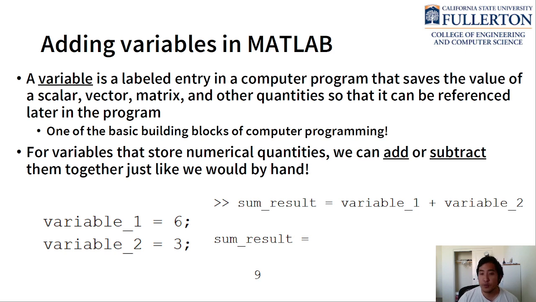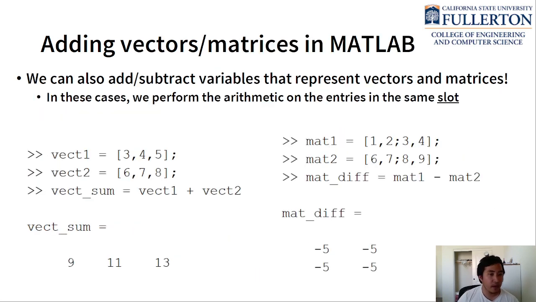And just like we do by hand, we can use code to add or subtract variables together. We can perform basic arithmetic, right? In this example, I've defined two variables, variable 1 and variable 2, and I'm adding them, and then I get their sum, which is 9. Very simple. If you have variables that represent numbers, you add them together just like you would on paper. But we can also use the add and subtract operators in MATLAB to add variables that represent vectors and matrices.